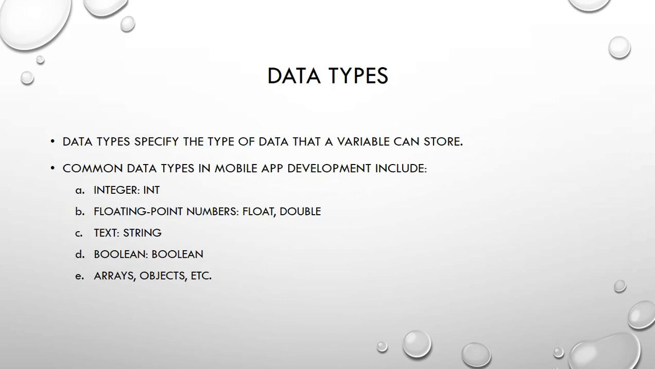Then you go to data types. Data types specify the type of data that a variable can store. Examples of common data types: we have integers, which is abbreviated as int, floating point numbers, which can be abbreviated as float or double. We have text, which is usually abbreviated as string, and boolean. We have arrays, objects, and many more.